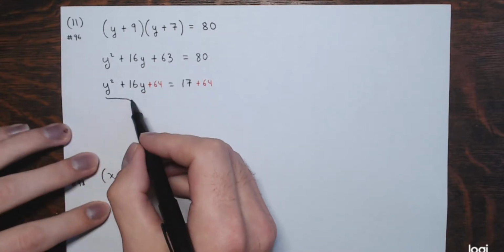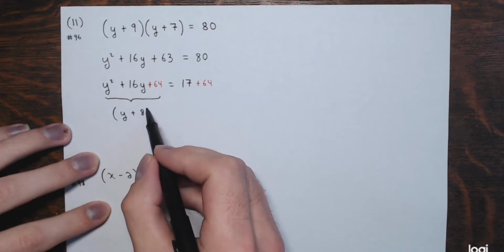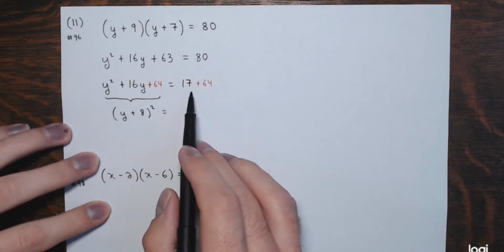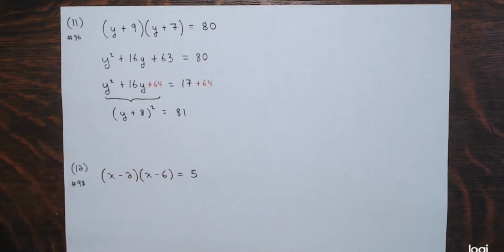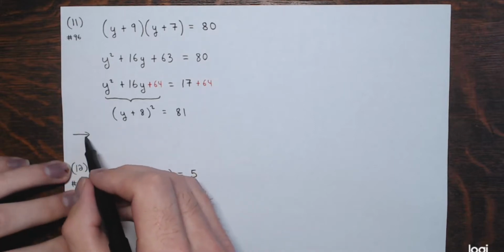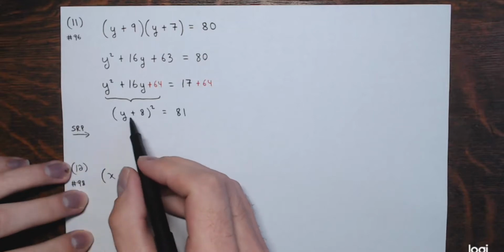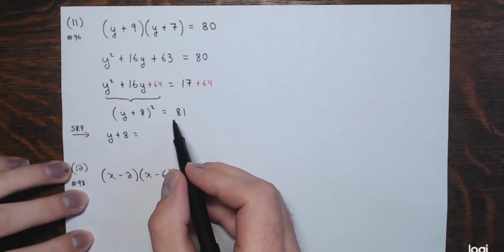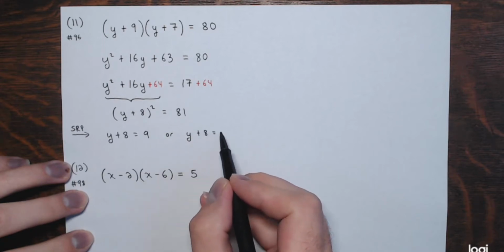y squared plus 16y plus 64 is the quantity y plus 8 squared. And then 17 plus 64 is, 70 plus 11, that's 81. A nice perfect square. Nice, right? And then we can apply the square root property, where we have a square equal to a number. So we can apply SRP. So y plus 8 is either equal to the square root of 81, which is 9, or the opposite of that: y plus 8 equals negative 9.